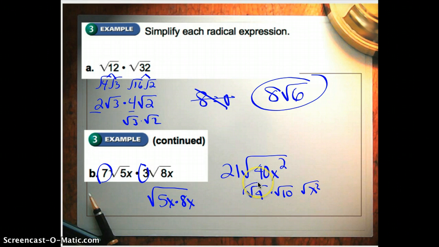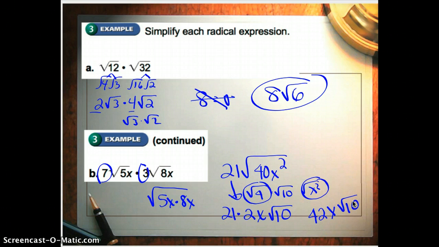I know square root of 4 is 2. I know square root of x squared is x. I don't know what square root of 10 is. I'm going to leave that square root of 10. And I'm not going to forget about my 21. So I've got 21 times 2x times root 10. That's 42x times root 10. 10 doesn't have any perfect squares that go into it other than 1. So I'm done. All right, so you're going to practice the simplifying, and tomorrow we're going to add another step to it.